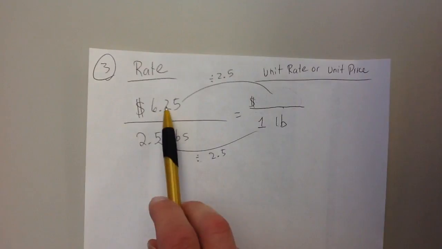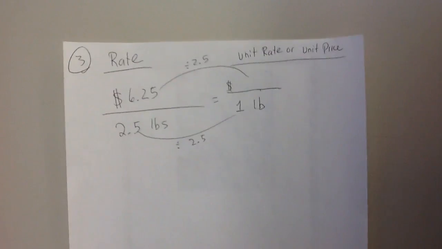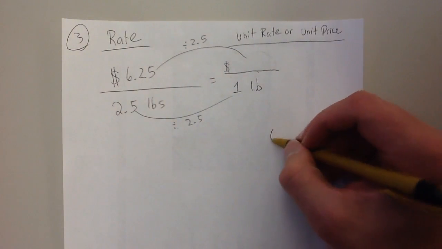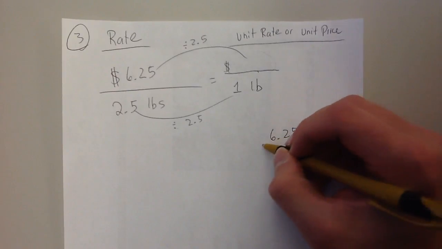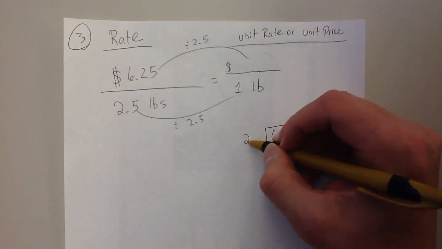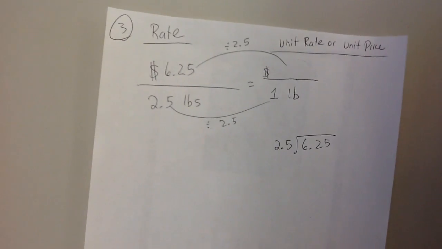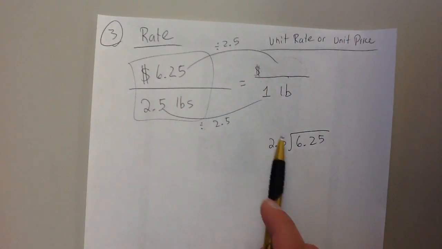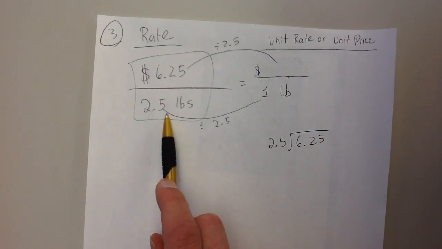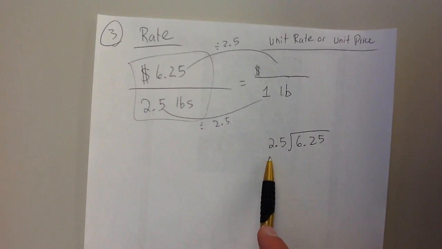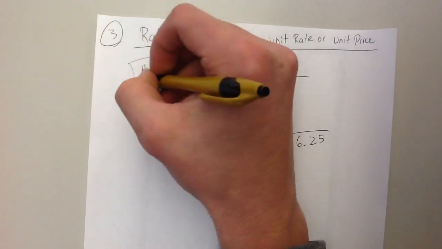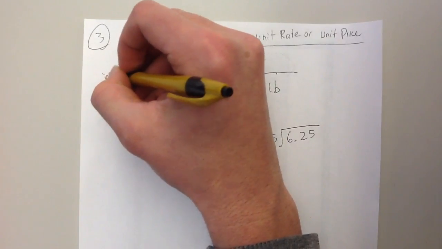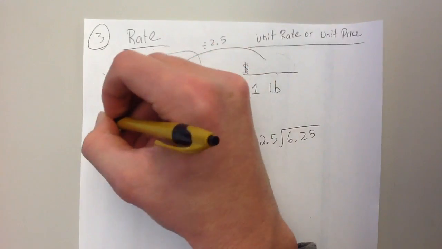Okay, so I take 625 divided by 2.5. I need to set this up as a division problem like this. 625 divided by 2.5. All right, if I look back at my original rate, this one right here, the top number goes inside, 625, and the bottom number, 2.5, goes outside. Top number inside, bottom number outside.